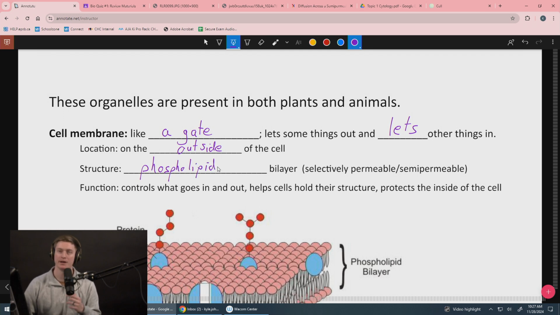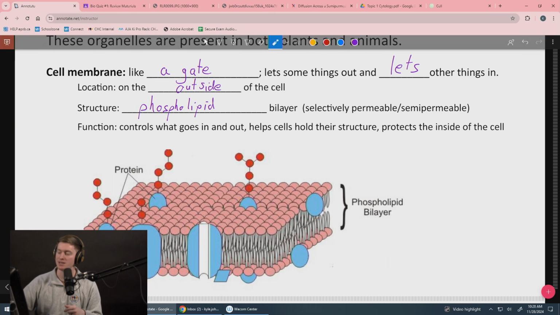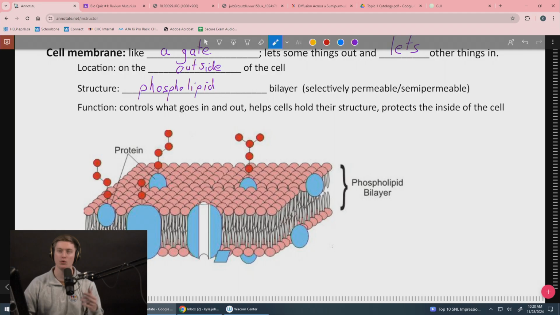So it's formed by a phospholipid bilayer. Now, that's a lot of vocabulary, I know. The phospholipid bilayer, we have a whole topic dedicated to the cell membrane, but for now, that's what I want you to know. This layer is selectively permeable. You can also call it semi-permeable. We'll define that at the bottom of the page. It controls what goes in and out, and it also helps hold together the structure of the whole cell.